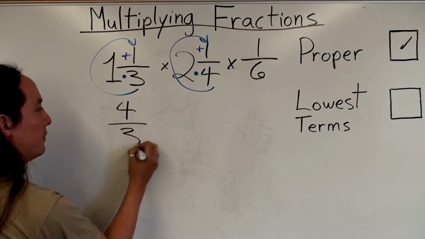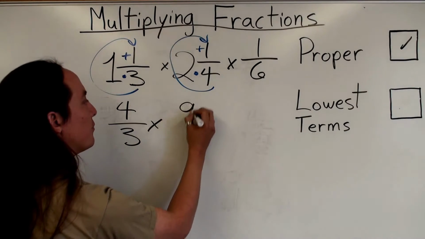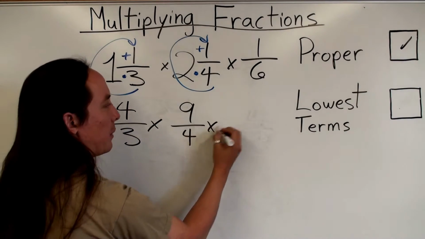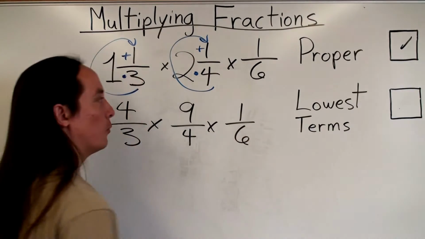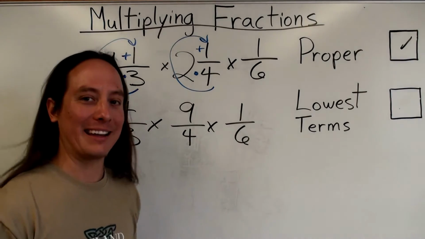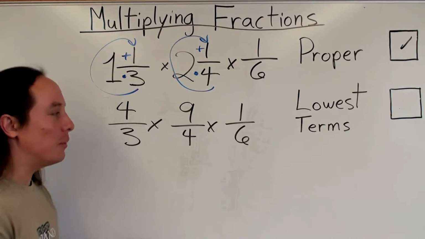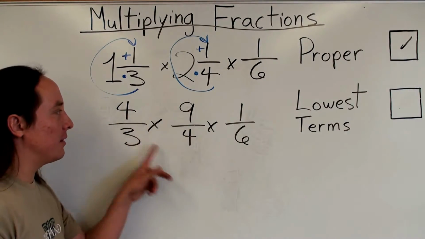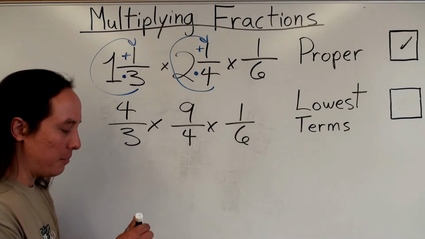Let's jump ahead here. We already did that one. That was 9/4. And then I added a third one, 1/6. Okay, I just dropped something here. Let me get that. I'm back. Okay, and we're going to cancel. We already know that we can cancel these guys, so let's go ahead and do that right off the bat.